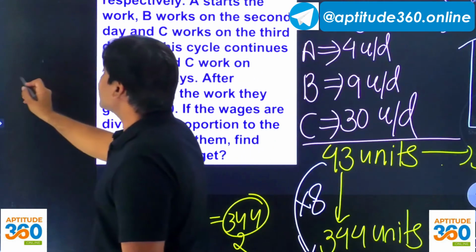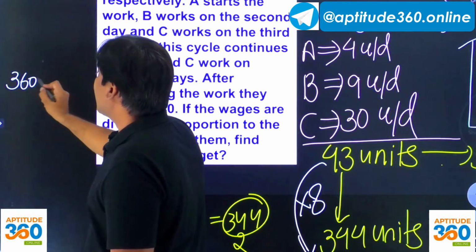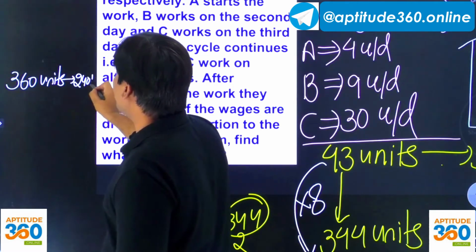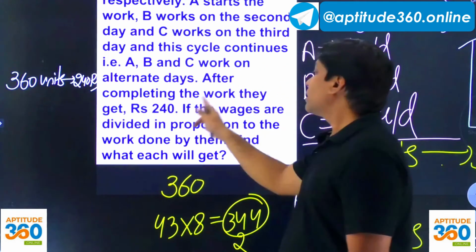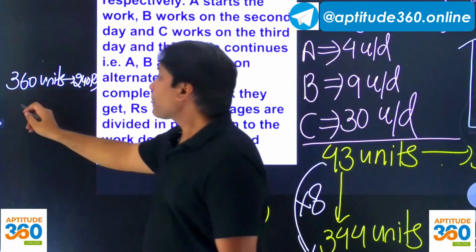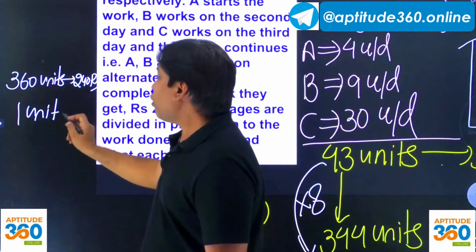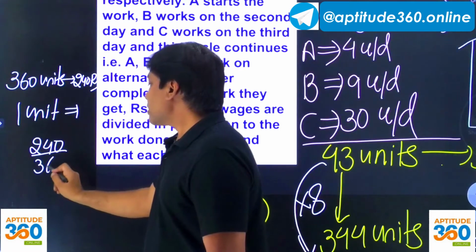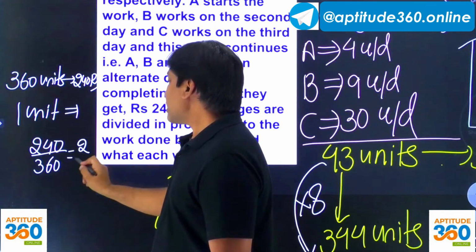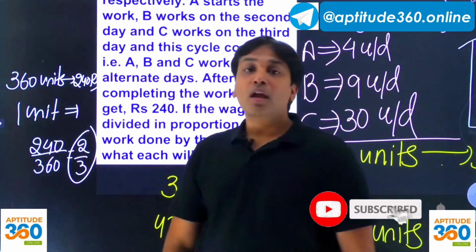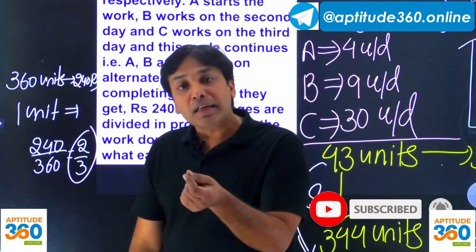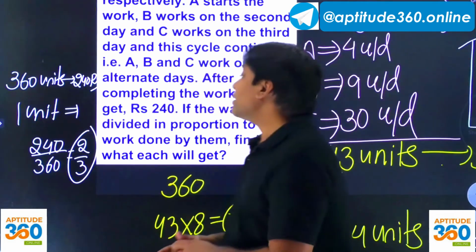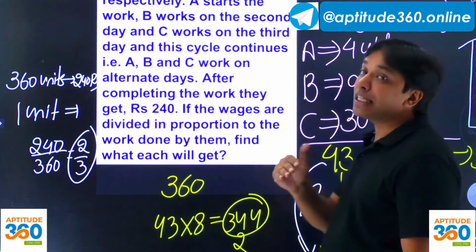So the total work that we have taken is 360 units. अब 360 units के लिए जो टोटल अमाउंट मिल रहा ना यहाँ प्रॉब्लम पे, that is 240 rupees. They are getting 240 rupees. So what is going to be the value of 1 unit of the work? Can I find it out? 240 upon 360. If you simplify, this comes out as 2 by 3 rupees. So 2 by 3 rupees per unit is what we need to be distributing. And the problem says कितना दिया A को, कितना दिया B को, कितना दिया C को.